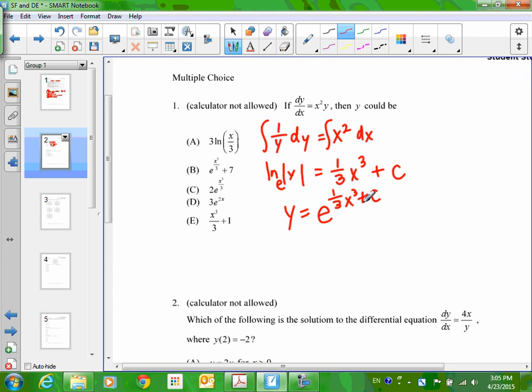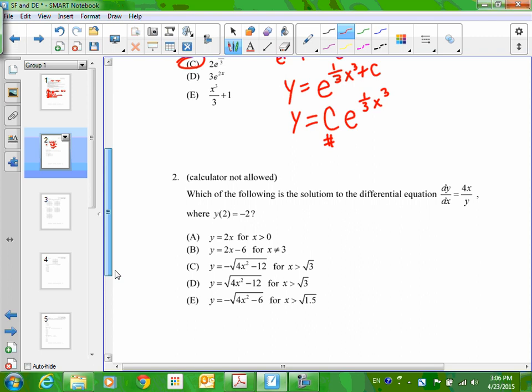But what do we normally do with this? We move it to the front because, lots of reasons, but mostly because e to the c is just another number. The c up here and the c in front are not the same number, but they're both just numbers. So which one could it be? I don't know what c is, but I know it's some number. And so which answer choice fits this? C.